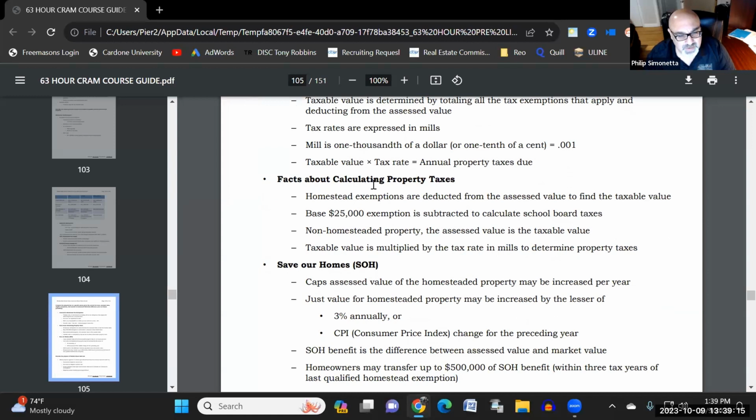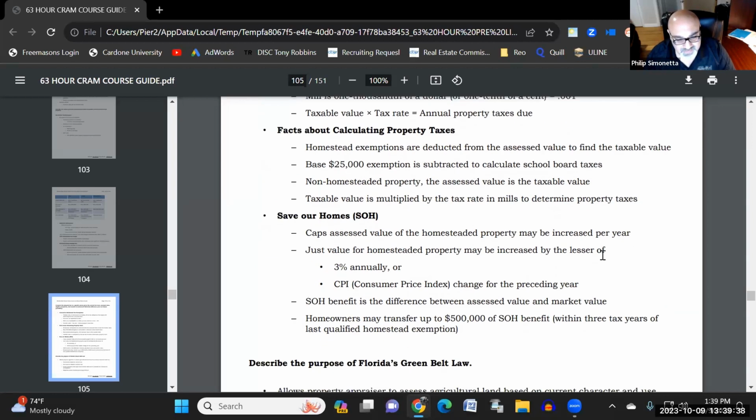Okay, so some facts about calculating property taxes. Homestead exemptions are deducted from the assessed value to find the taxable value. The base $25,000 exemption is subtracted to calculate the school board taxes. Non-homestead property, the assessed value is the taxable value, right? So if they're not homesteaded, whatever it is, multiply it, right? The taxable value is multiplied by the tax rate in mils to determine the property taxes.